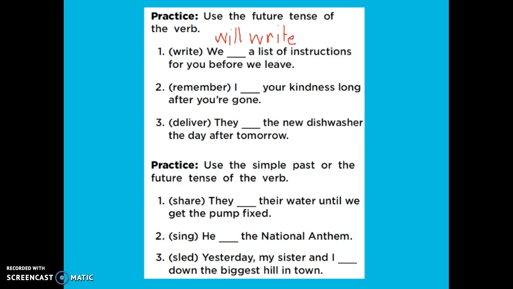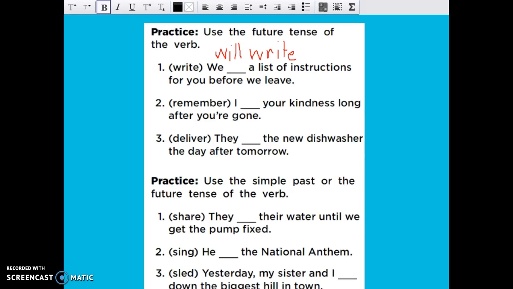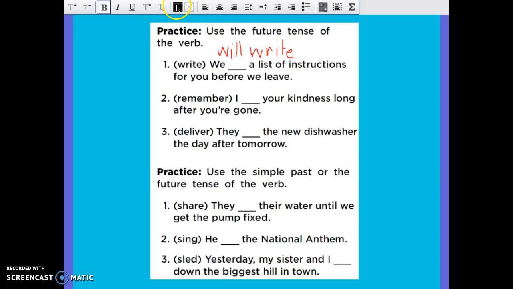Okay, for number 2, I will remember. I'm going to go ahead and switch here and type in our answers. So we would insert in here, I will remember your kindness long after you're gone. Deliver: they will deliver the new dishwasher the day after tomorrow. So again, we use that helping word will and then our verb. So we will deliver, they will deliver.